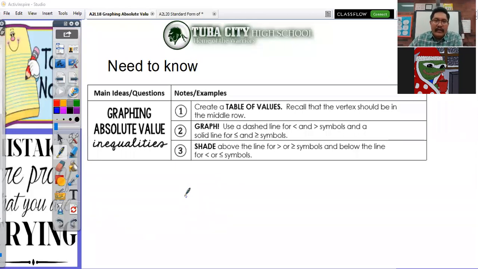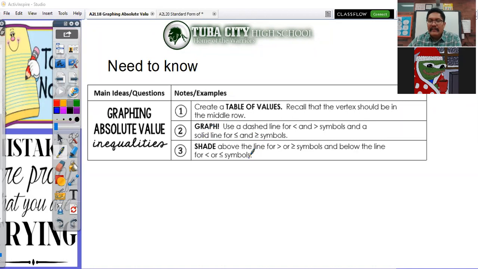Once we graph them, we're not quite done yet, because we do have a little bit of work after graphing them, and that is we're going to have to use the dashed line or the solid line. You use a dashed line for less than or greater than symbols, and a solid line for less than or equal to or greater than or equal to signs. Make sure you use those to show that you can or cannot pick a point directly on the graph.